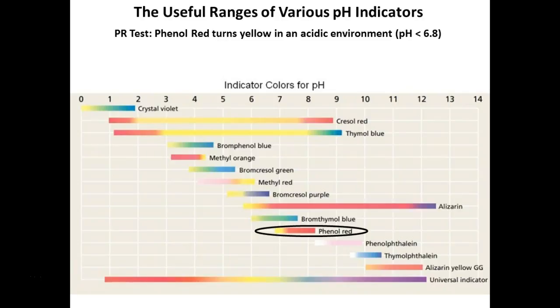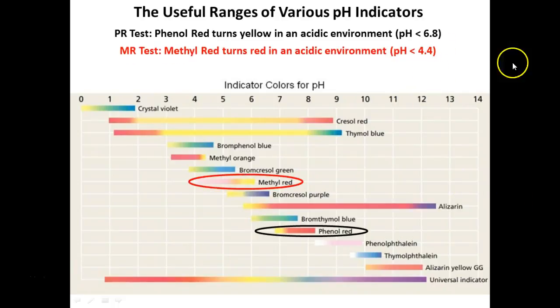Those of yours that turned yellow in the phenol red test, they might not have turned red on the methyl red test, because methyl red is a different range, right? That's very acidic. It has to be down here at 4.4 to be red. Otherwise, it's orange to yellow.